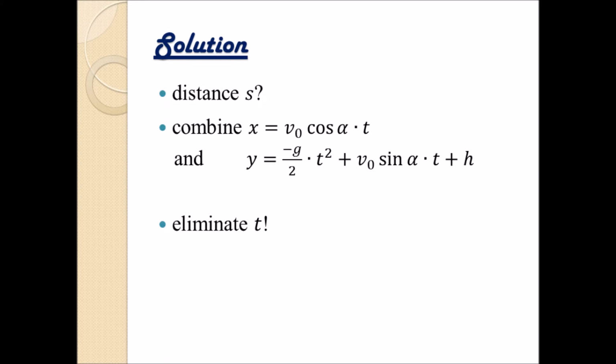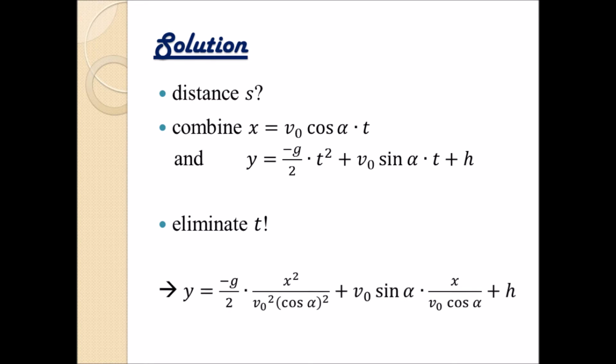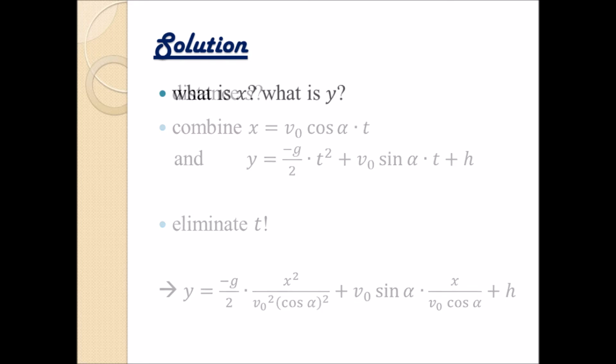And this can be done in a rather simple way. We take the first equation, x equals v0 times cosine alpha times t, and we write it such that t equals x divided by v0 and also divided by cosine of alpha. And we can put it in the second equation, and what we get is shown here, which looks rather complex. And we see that we still have x and y in this equation.